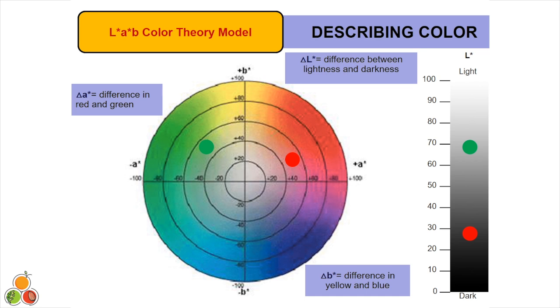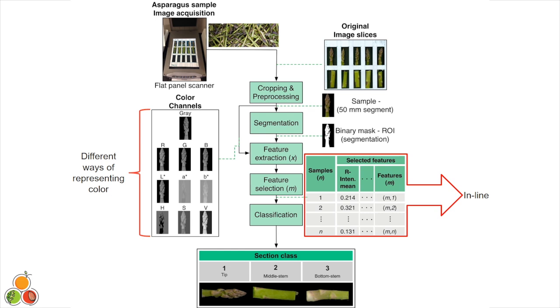This is where that green tomato will fall. This is where that red tomato will fall in relationship to those coordinates. And yes, we've developed techniques to assess this quite accurately. This is a technique I developed where we could get asparagus samples, and of course I used a flat panel scanner, but this was translatable to any computer vision system. We would get these images.